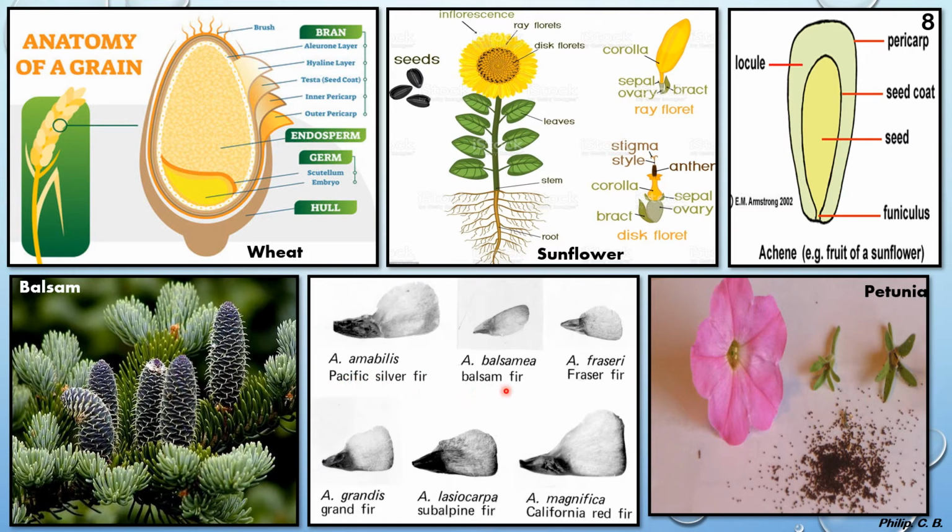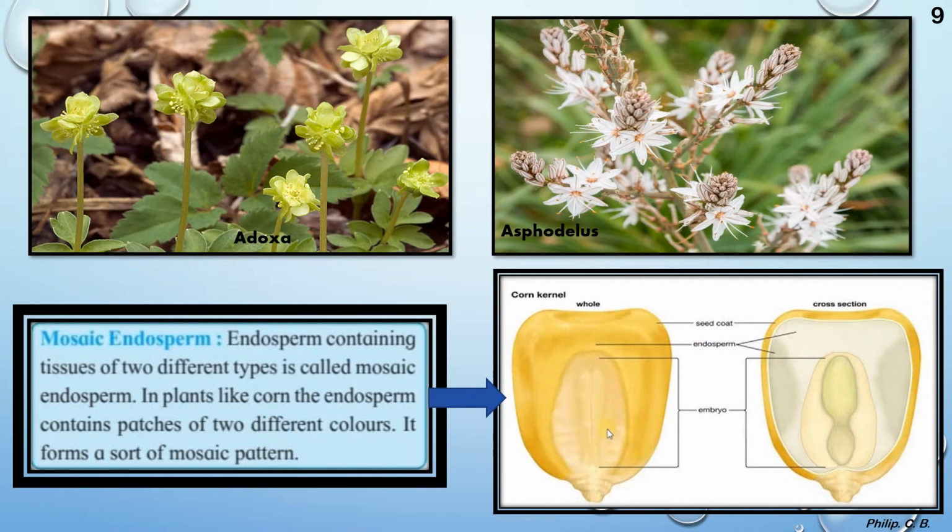embellis, A. balsamia, A. faceri, A. grandis, A. lasiocarpa, and magnifica. So you can see how many different types are present or species are present, and how the shapes vary. Then a few more images of edoxa and Asphodelphus, and here some additional information, that is mosaic endosperm.